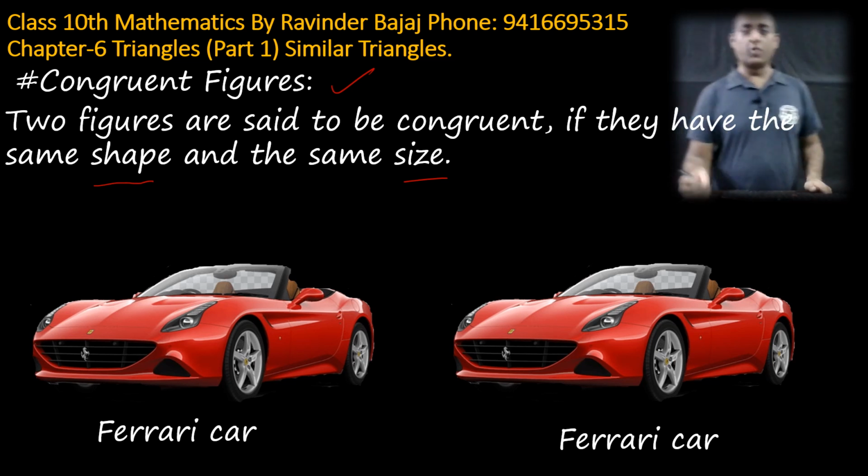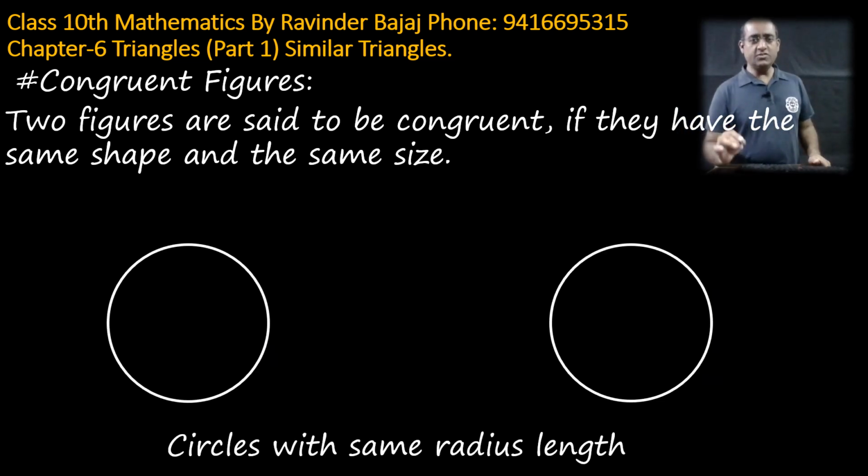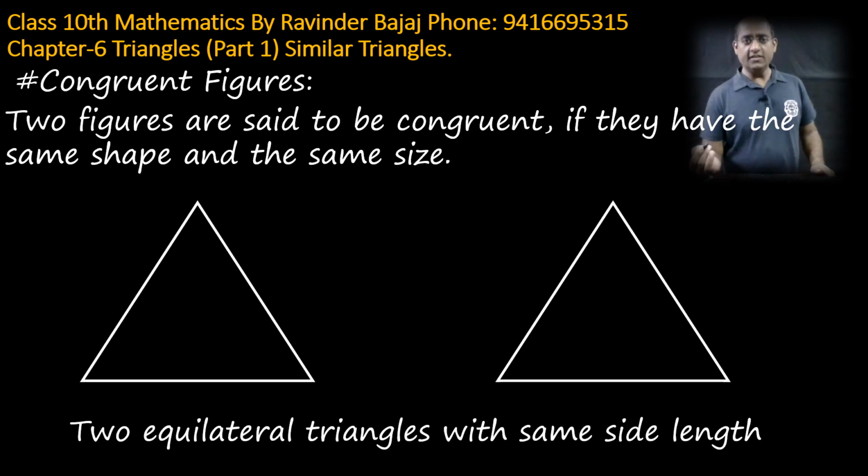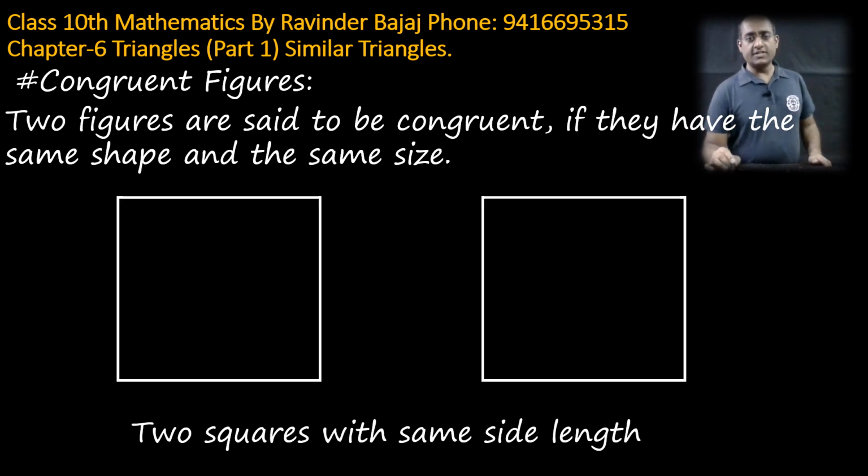I'm showing you more examples. See, these two circles with the same radius length are congruent figures. See here, two equilateral triangles with the same side length are congruent figures. Two squares with the same side length are congruent figures. So in class 9th, you better understood what is the meaning of congruent figures.